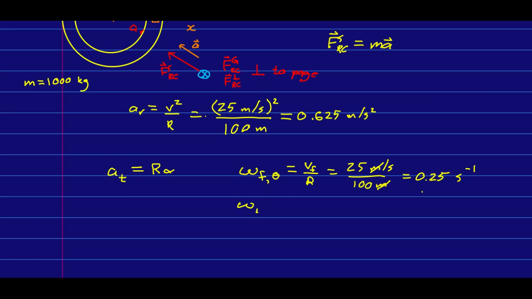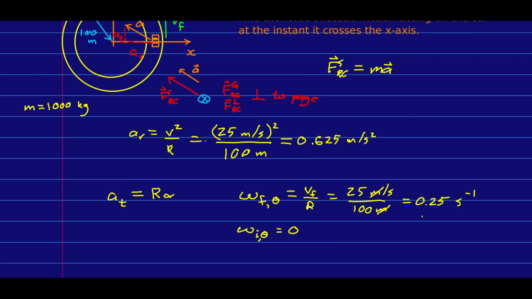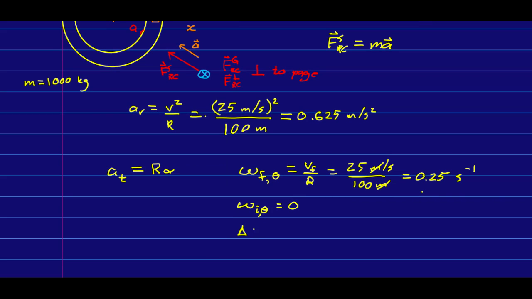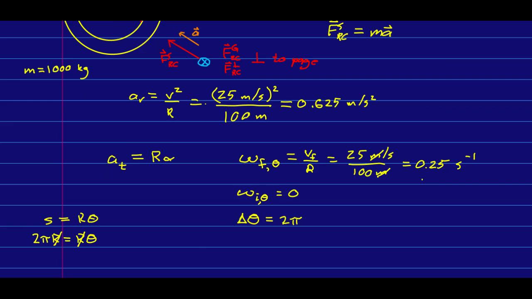And we know that the initial angular velocity was 0. And we know that our delta theta was a full circle. Well, I hope you know that there are 2 pi radians in a circle. If not, you can just note that the arc length is r theta, and so if the arc length is the full circumference, which is 2 pi r, then that's r theta, and so that tells you that there are 2 pi radians in a circle.